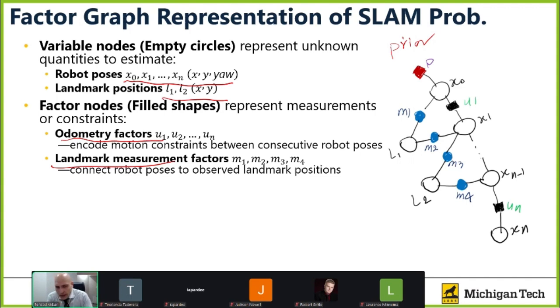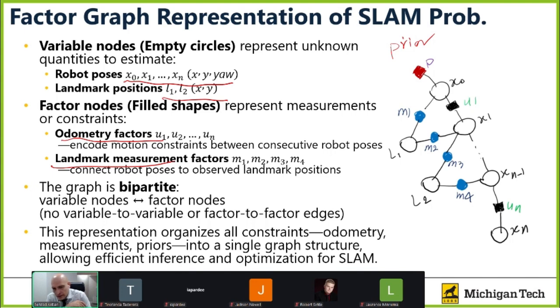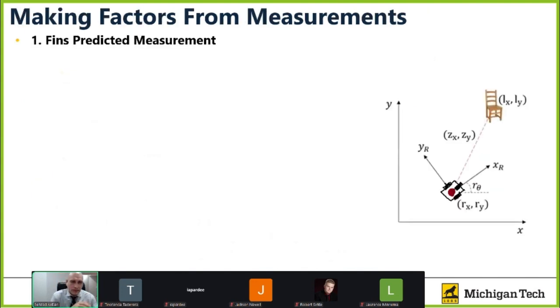So we draw, we visualize it with the graph. That's the second part. So the first part was to find a probabilistic model like posterior density. The second one is to find the variables that we want to estimate and what we have as measurements. In here we have odometry measurements and landmark measurements, and the rest is just drawing that graph. That's the second part.